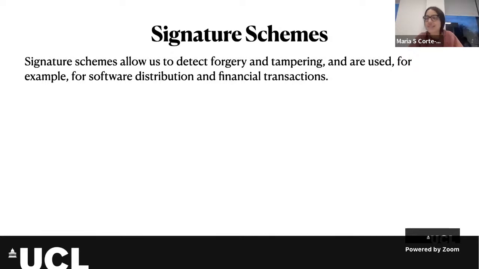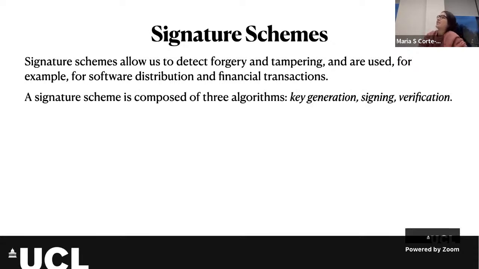Signature schemes allow us to detect forgery and tampering, and they're used in many things over the internet. Some examples are in software distribution or software upgrades, to make sure that you're downloading the correct software, and also in financial transactions, to ensure that people's identities are correct, and that the person has the correct amount of money in their bank account and things like that. It's also used for cryptocurrencies.